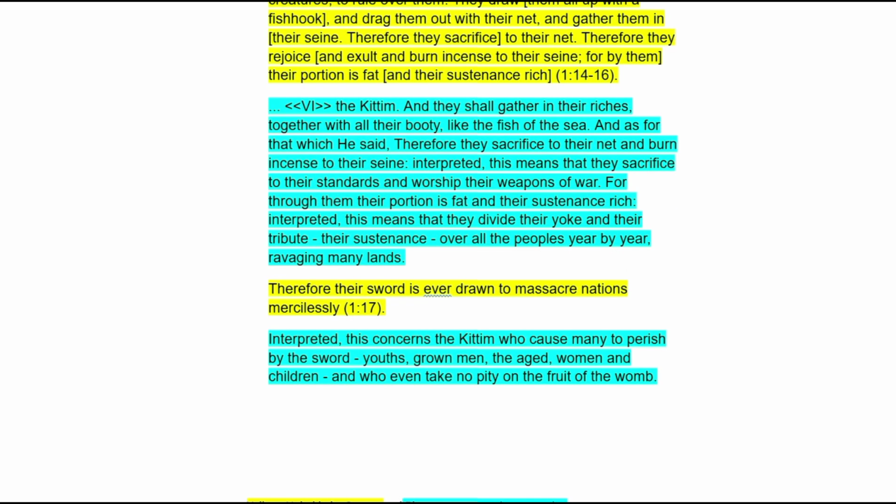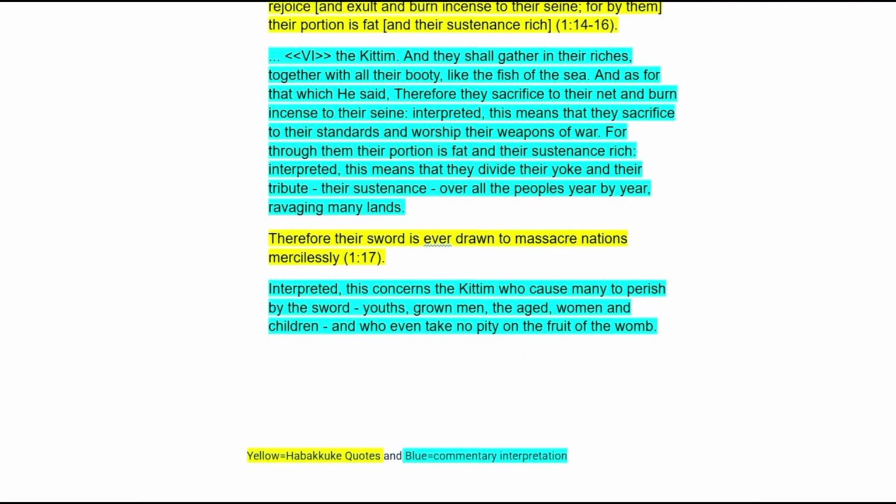Therefore their sword is ever drawn to massacre nations mercilessly. Interpreted, this concerns the Kittim, who cause many to perish by the sword: youths, grown men, the aged, women, and children, and who even take no pity on the fruit of the womb.